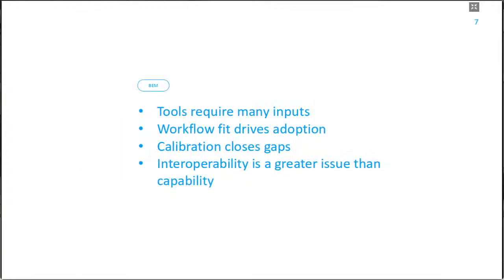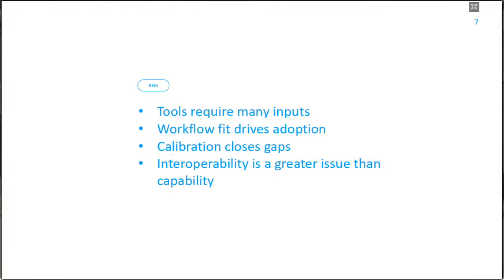And so moving on, we look into the first of the 2 key types, which is building energy modeling. So this is for thermal analysis often. Tools require many inputs, and architects often don't have those inputs at early stage. So we find that workload fit drives adoption. So if tools are not easily integrated into existing architecture pipelines, such as Revit plugins, and we found that literature shows that architectural adoption is much lower.